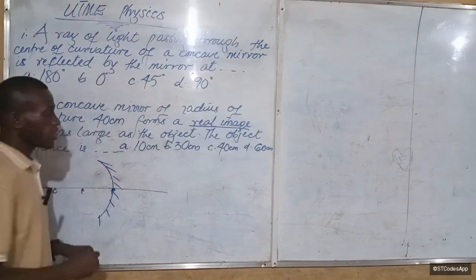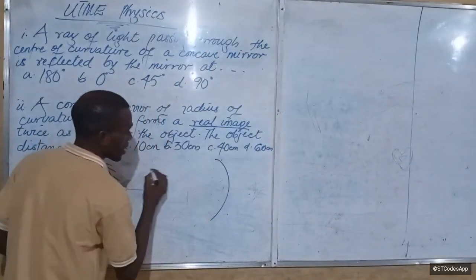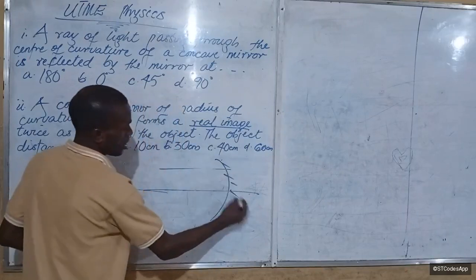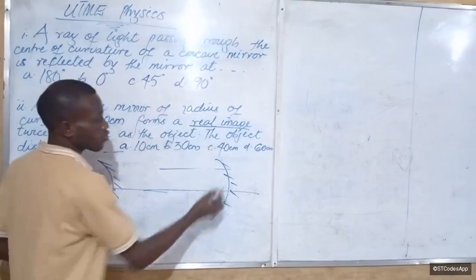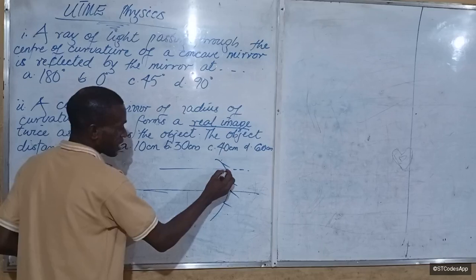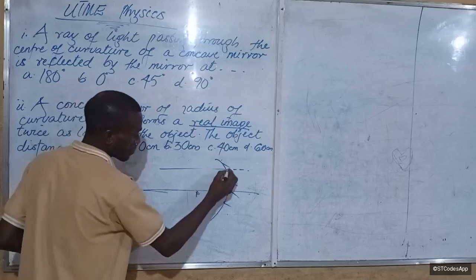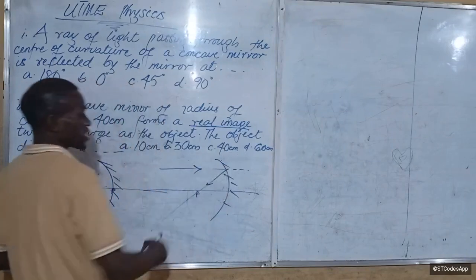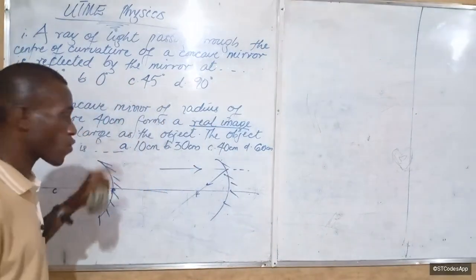Does that make sense? So if a ray of light touches it parallel to the principal axis, it should be reflected off in a direction that is towards the focus. It must pass through the focus. This is the incident ray, this is the reflected ray. It is reflected towards the focus.